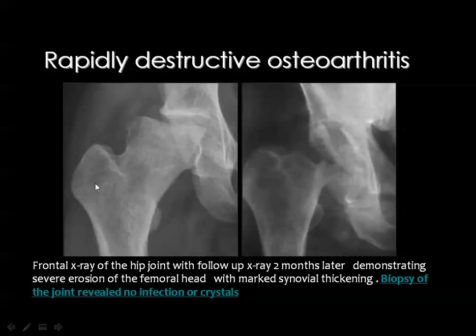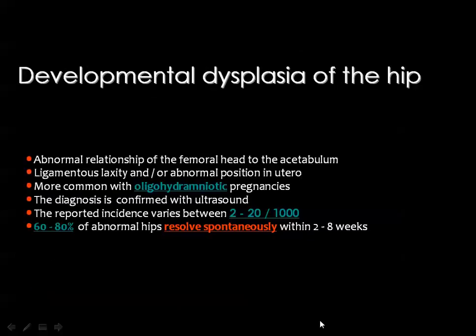And what is very important in this particular disease is that biopsy of the joint will not reveal any evidence of infection or crystal disease. And this is known as rapidly destructive osteoarthritis or osteoarthropathy of the hip joint.